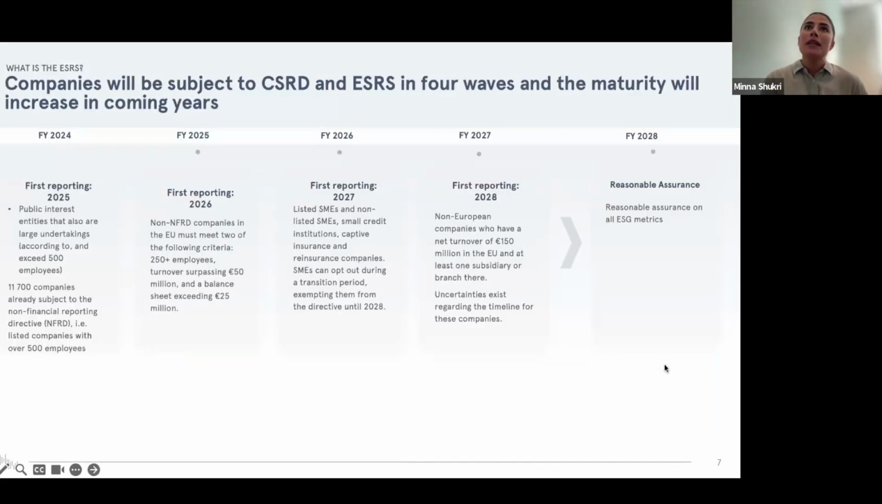And companies will be subjected to the CSRD in 4 ways, and the maturity will also increase during the years. I'll talk a bit more about that a bit later. But in general, it will first be all of the big companies above 500 people that will be subjected firstly. Then it will be what we call accounting class C that will be subjected, where in the second bracket here, you need to have at least 2 of the 3 criteria ticked off. And then we have listed SMEs, and then lastly, non-European companies with a turnover above 100 million euros.